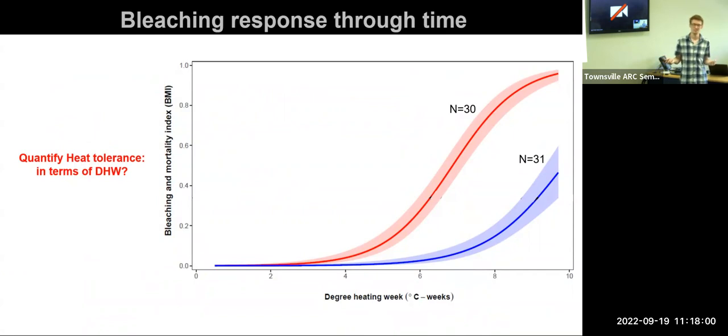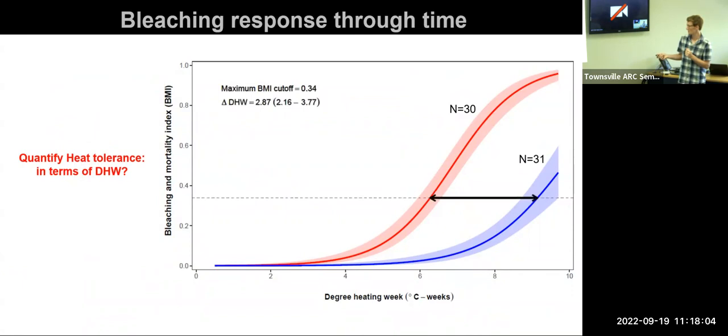But how can we link this back to degree heating weeks? If we look at the horizontal distance between these two curves, it's around 3 degree heating weeks. In the brackets, you've got the confidence limits there. But this is looking at the toughest third of the population and the weakest third, and there seems to be about a 3 degree heating week difference between those two. But if a bleaching event gets rid of 90% of the colonies and you're just left with the toughest 10%, maybe that could be even tougher.